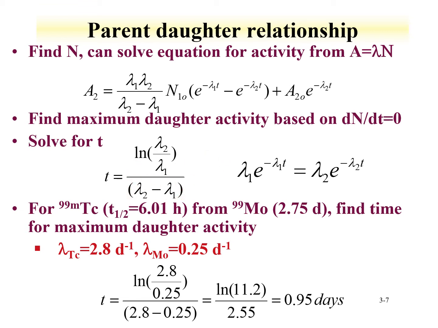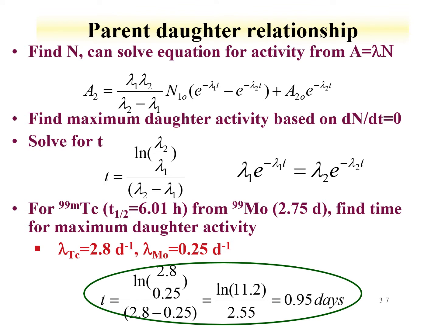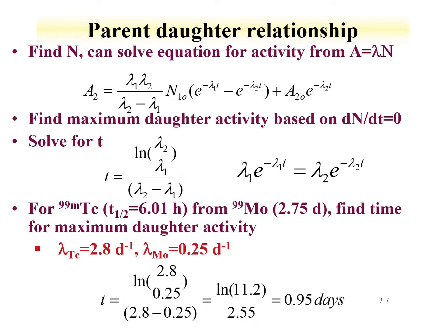We can use this equation, input data that says if I have a generator, for instance, I'm making technetium-99m, which is a 6-hour half-life, from the decay of molybdenum-99. So this is the parent, this is the daughter. Find the time for the maximum daughter activity. Well, we just plug in the lambda 2, which is the technetium. Lambda 1 is the molybdenum. We make sure the units are the same, days and hours. So make sure you convert hours into days. And this basically says in about a day, this has reached a maximum.